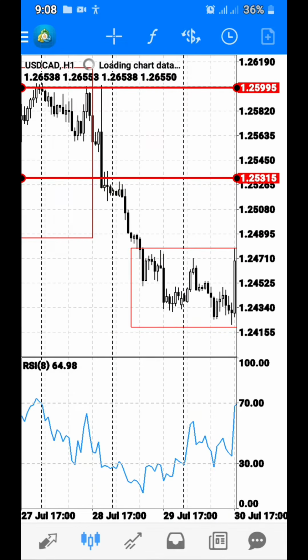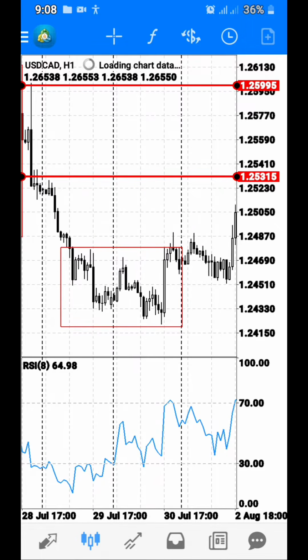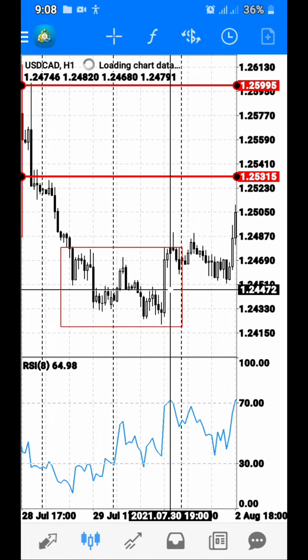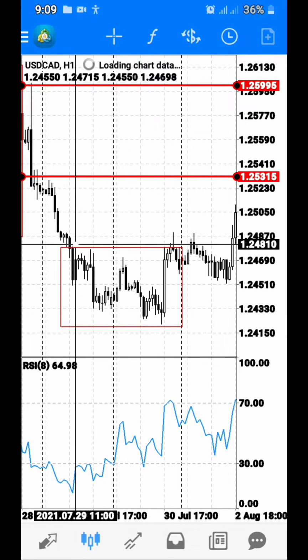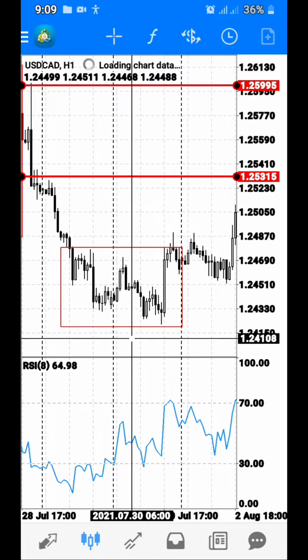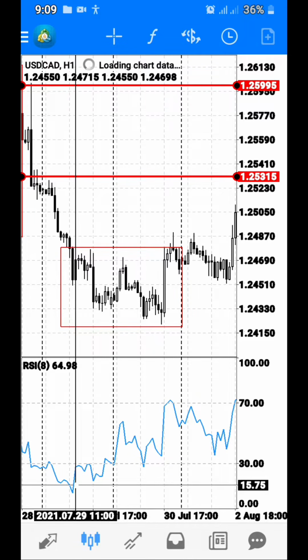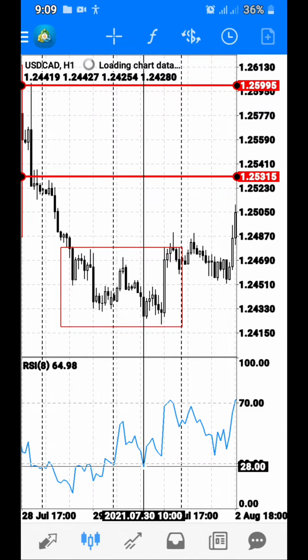Let's try and see if we can get another one. Let's look at this one too. You can see this one. If you look at the market here, you can see the market was making lower, lower, lower lows. But what was the indicator doing? It was making higher, higher, higher. It was giving a sign.